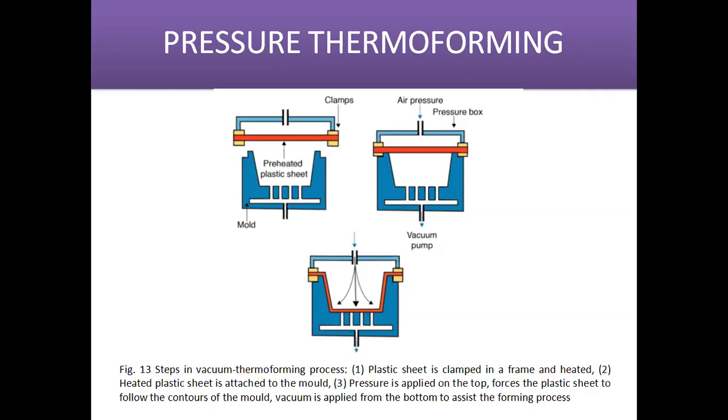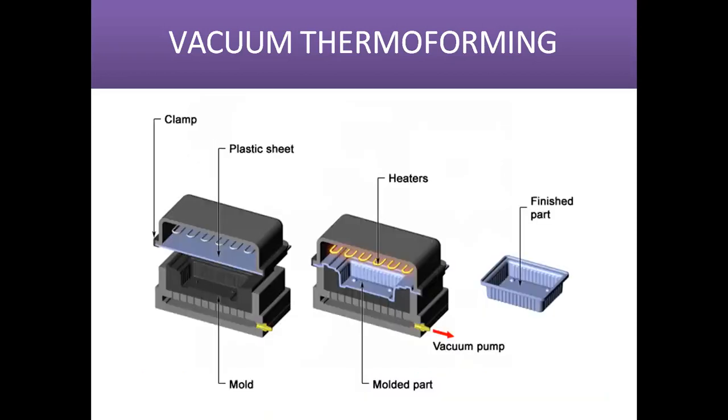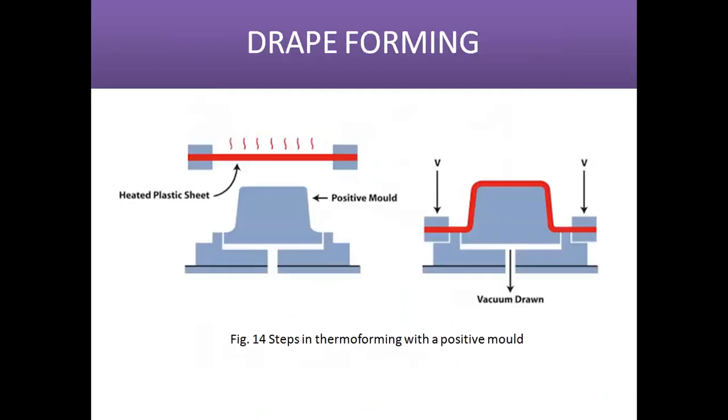Okay. So in both these thermoforming processes, we are using negative molds. Now we will discuss a thermoforming process where we will use a positive mold. Next, this is the drape forming, where in this drape forming we use a positive mold.